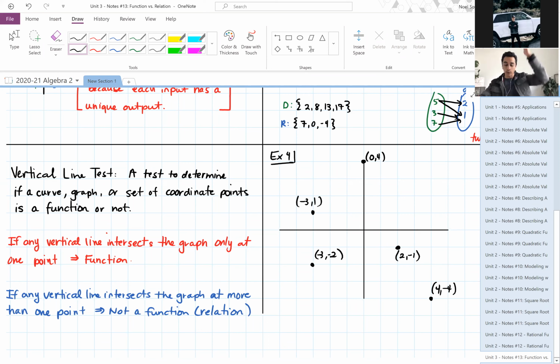Okay, now I'm talking vertical line, so the line has to be straight up and down. So at (2, -1) and (4, -4), that would have to be a line with a slope on it, right? But I'm talking just about drawing a straight line, right? So the only place that I see that creating a problem is if I were to draw a straight line.